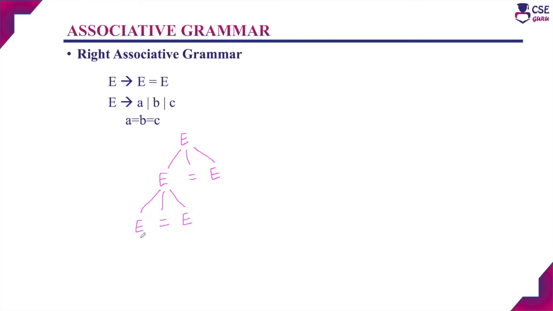And for this non-terminal, E derives A. And for this non-terminal, E derives B. And for this, E derives C. So this is the first parse tree.